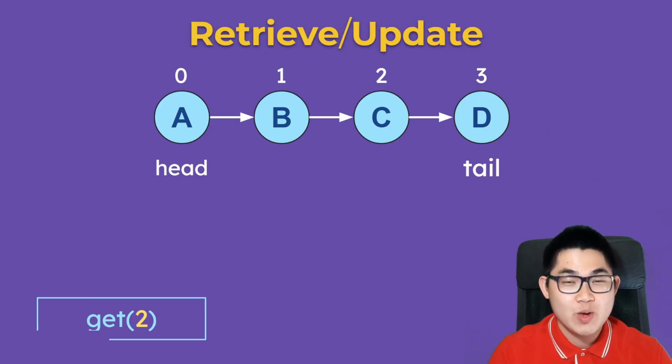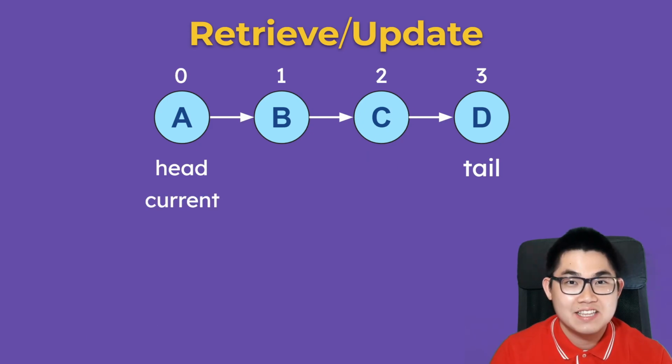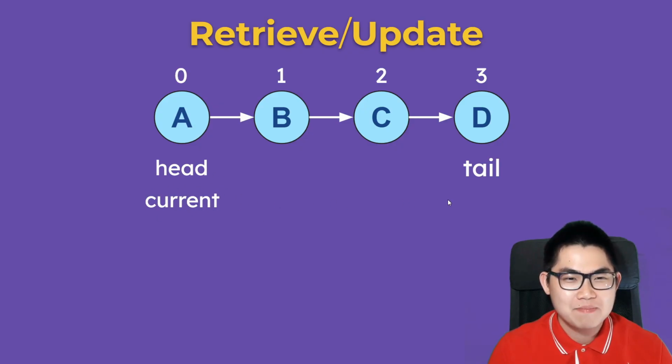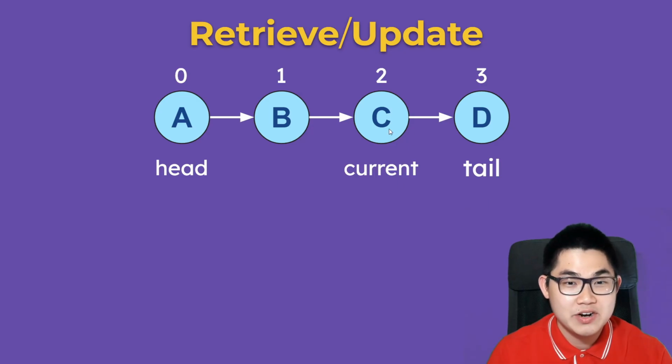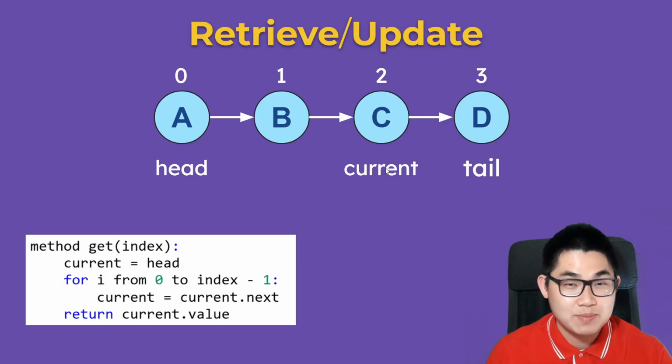Now, I'm going to show you how to update a node or how to retrieve a value in a linked list. Let's say we want to retrieve the value at index 2, so we want to retrieve C. The first step is to create a new pointer called current and point it to the head. We want to move current up the list until we reach index 2. So move current to the right and move it to the right, and now we're at index 2. And we simply return the value at the current node, which is C. So this pseudocode will explain how to do it.